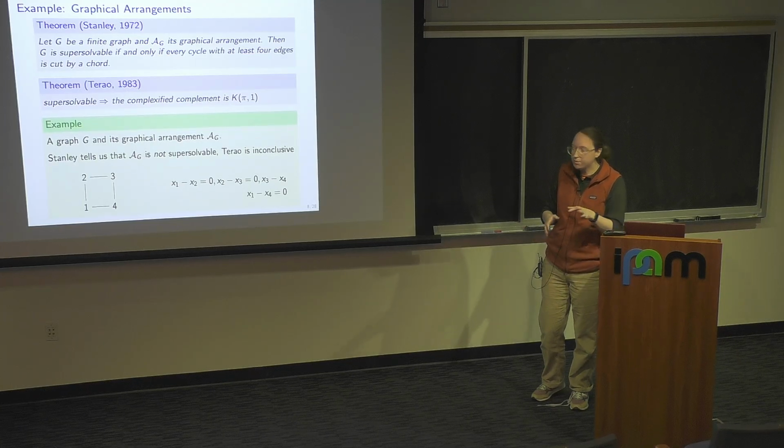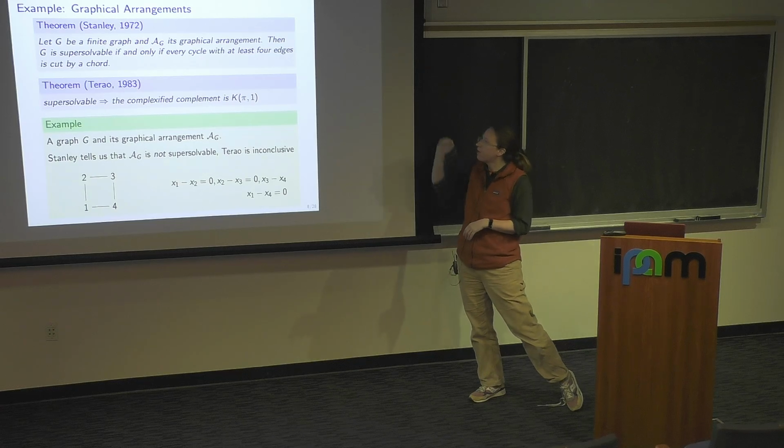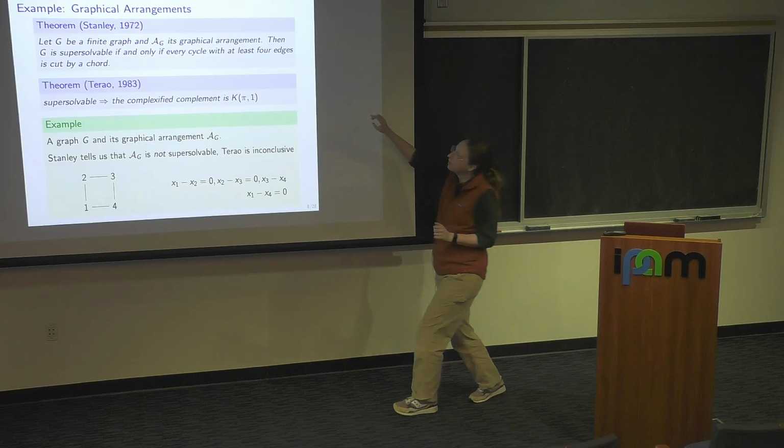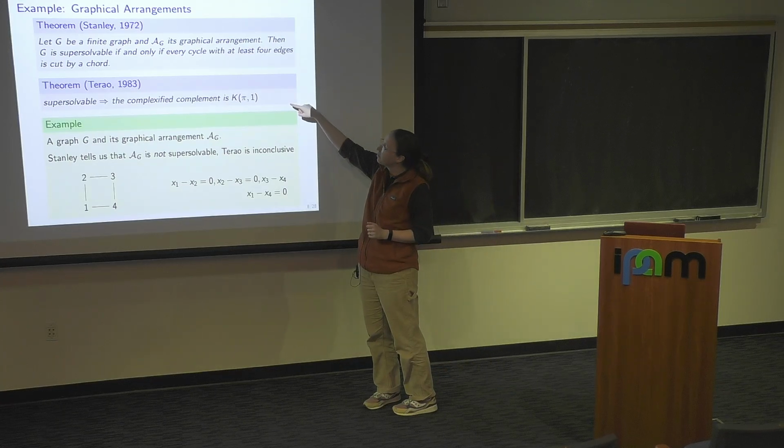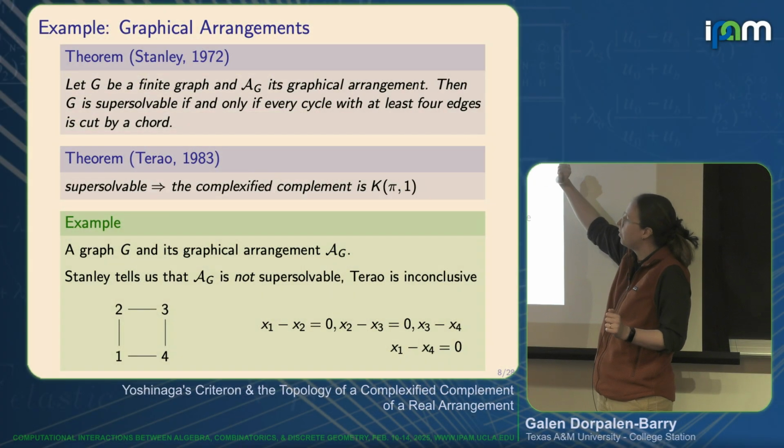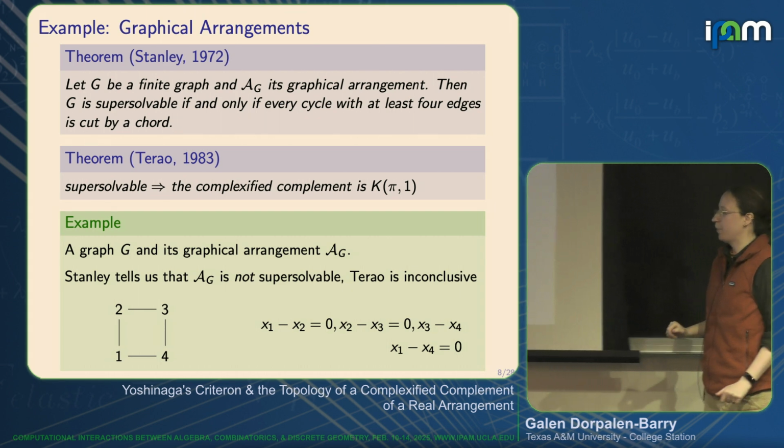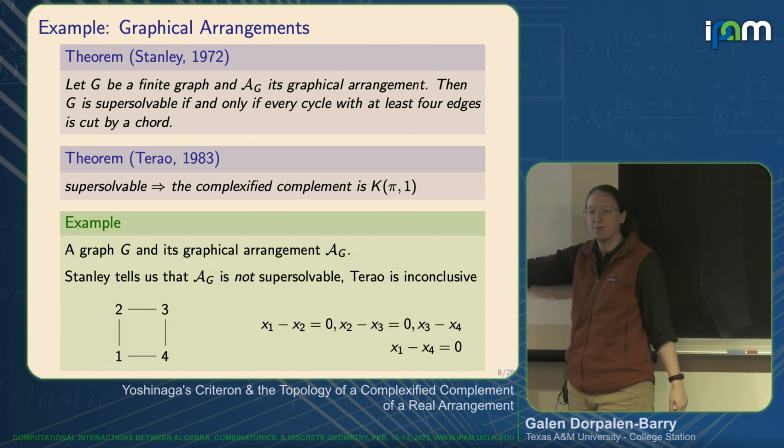Now, if we remove that diagonal, Stanley's theorem and Terao's theorem don't tell us that much. We know that it's not supersolvable, but it's not clear from Terao's theorem what that could mean. There's the same typo here. This should be equal to 0.